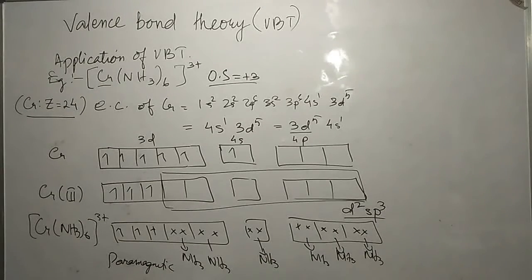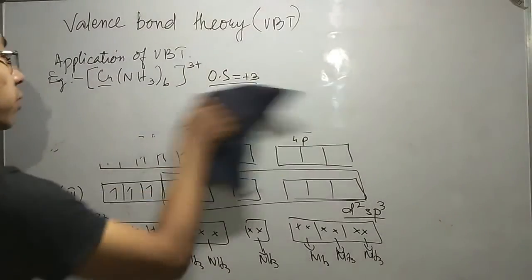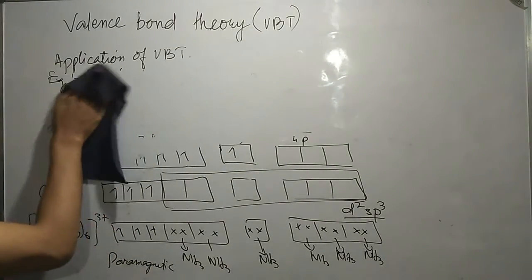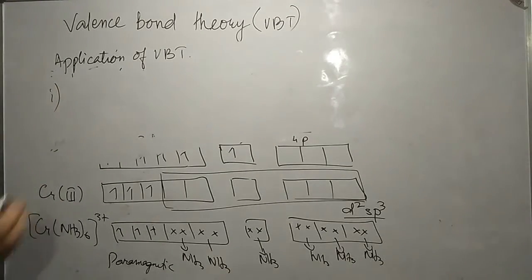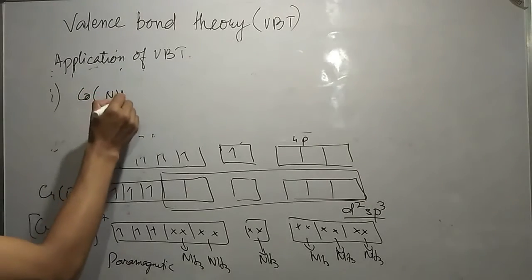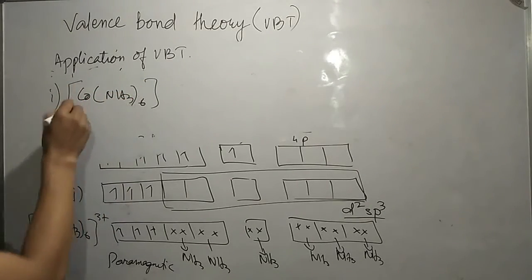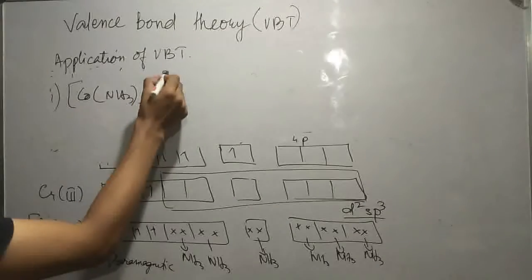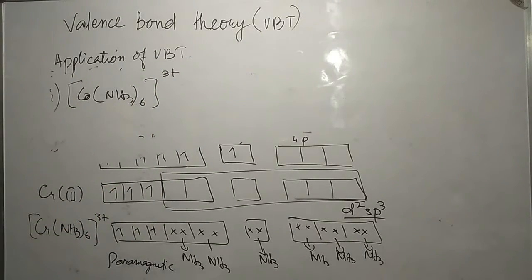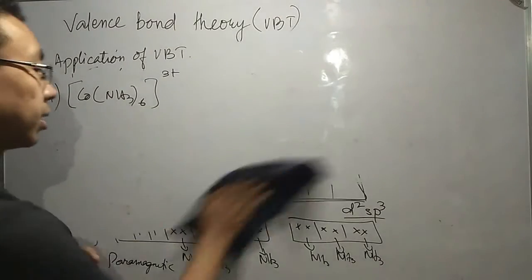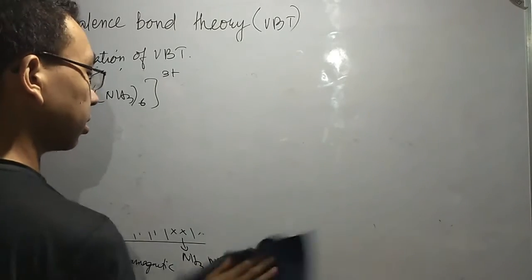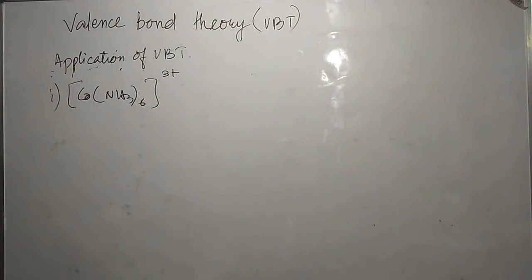Okay, so let me give you one problem. You try to solve it by yourself. That is [Co(NH3)6]3+. Try to solve this one and let me know what kind of magnetic property it has, and the hybridization. All right.